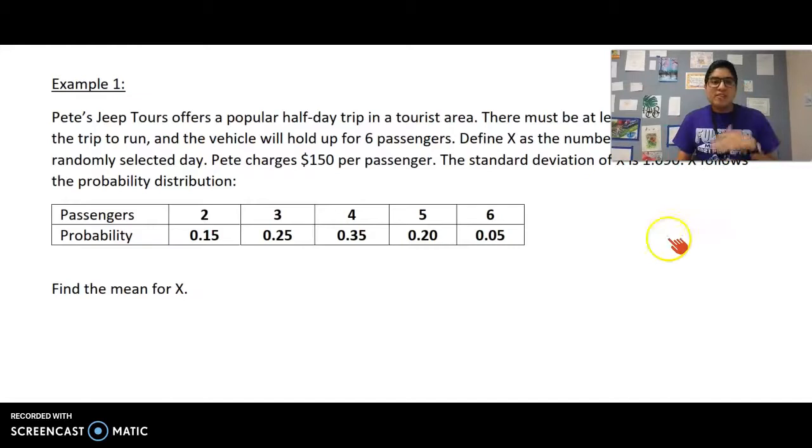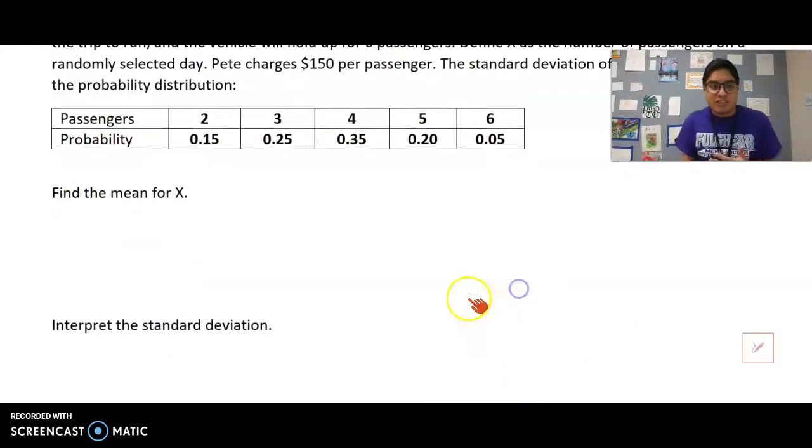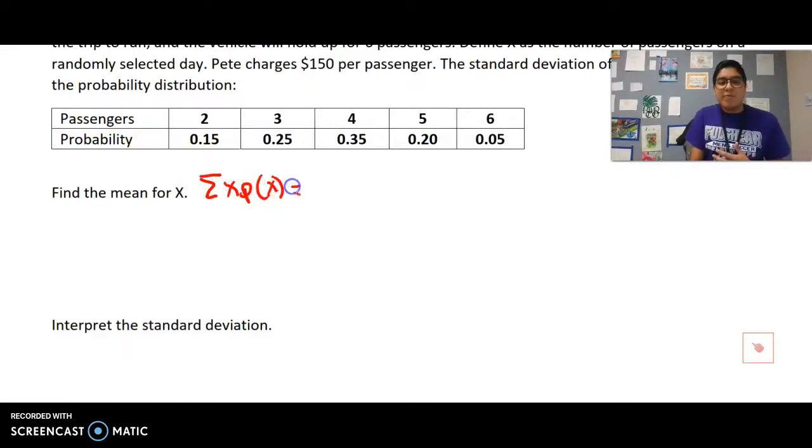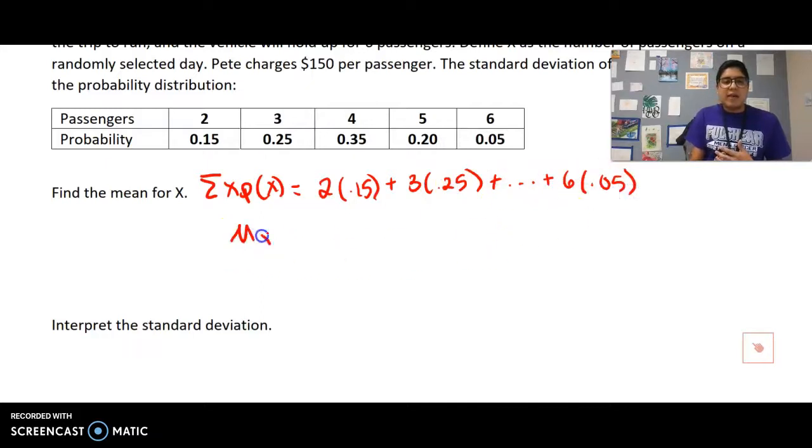Now, Pete's Jeep Tours, we already talked about that. Let's find the mean or the expectation of the distribution. And remember, we can do so by applying the following formula. We're going to take the sum of each observation and multiply it by its probability. So I would take 2 times 0.15 plus 3 times 0.25, and I would repeat this process for all of the values here. And when I compute this, my mu of x, or my expectation, comes out to about 3.75.